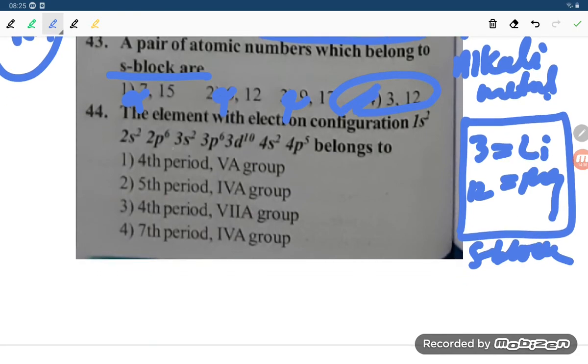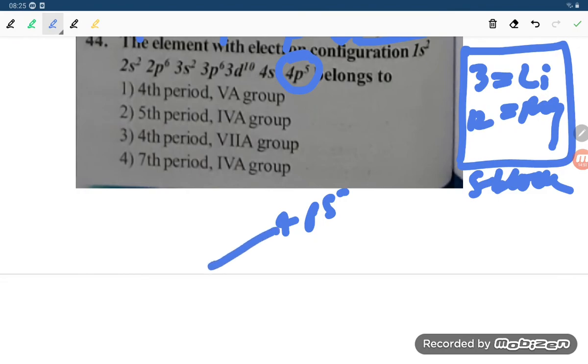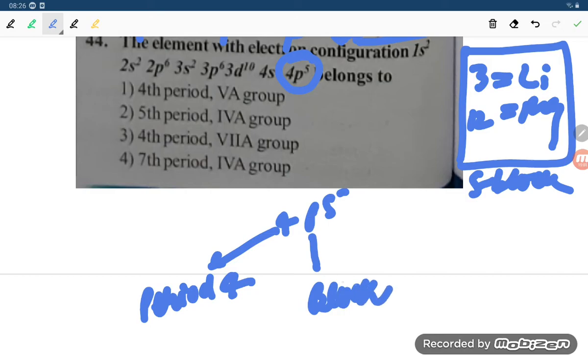Question number 44. The element with this electronic configuration belongs to. So the last electron is entering into p, that is 4p5. So 4p5 means this is the period number. So period number what, student? Period 4. And the azimuthal quantum number gives the block. So that is fourth period, p block.